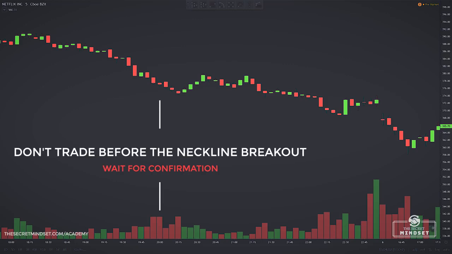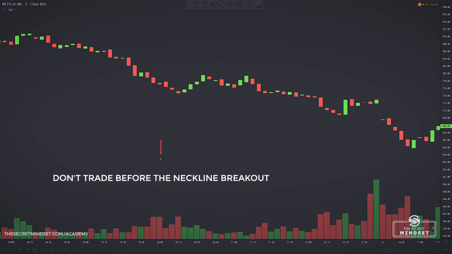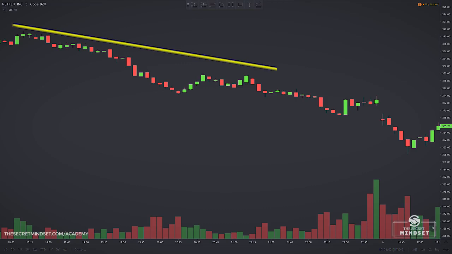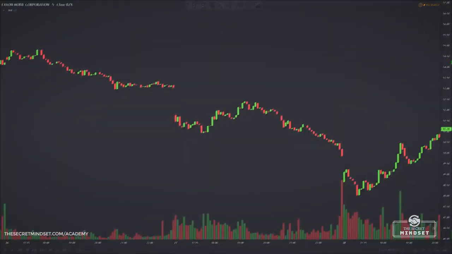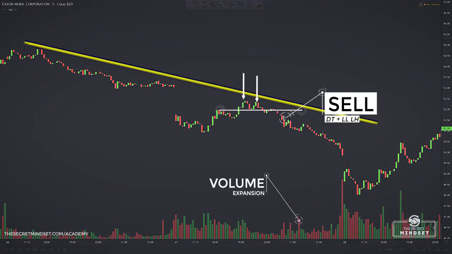Not only is it not completed, but attempting to enter before having a confirmed setup can get you in a lot of trouble. Perhaps the most important aspect of a double top is to avoid entering before confirmation. Wait for the support to be broken in a convincing manner and usually with an expansion of volume. You can pay attention to volume to get an extra confirmation that the breakout of the neckline has some momentum. Here are several valid double tops near a bearish trend line.